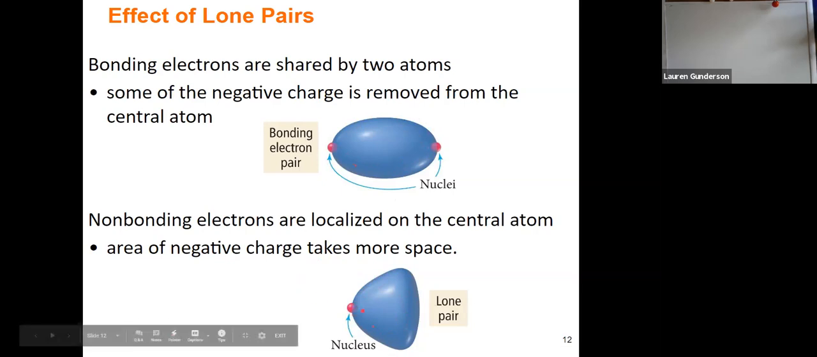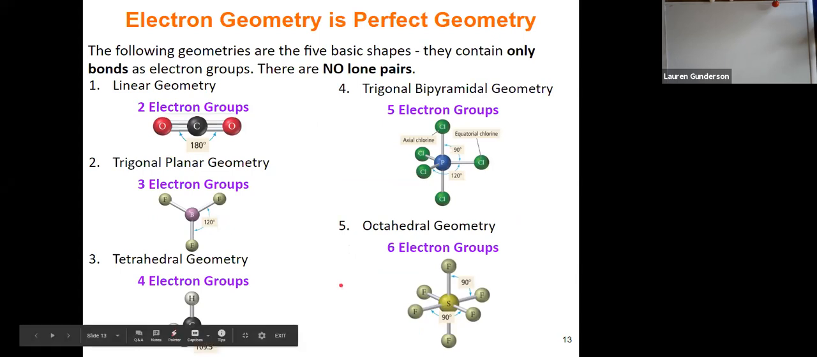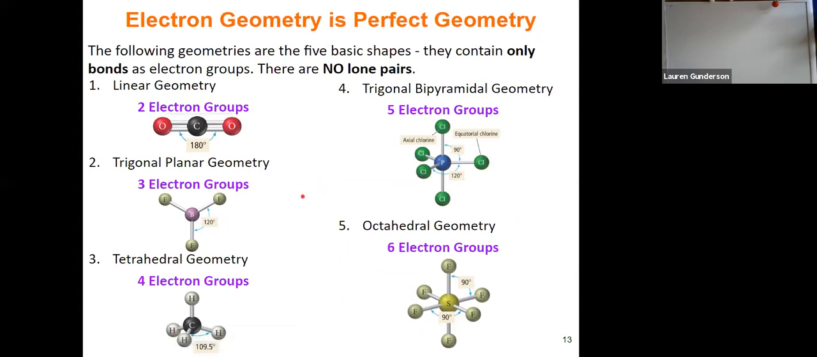It would be so negative, it would have to get pushed to the other side of the nucleus just to get away from some of the repulsive forces that are taking place here. All right. Now, what ends up happening is with the 6 main electron groups that we're looking at, you end up forming these 5 basic geometric shapes.